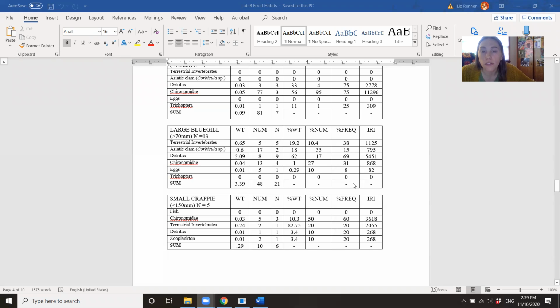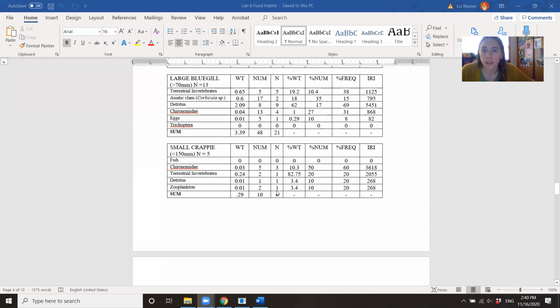We get all these values, and then we can go ahead and take 19.2% plus the percent num, which is 10.4%. Going to give us 29.6%, right? And then times the frequency, 38%, so 29 times the 38% will give us 1,125, and so on. So we see here that detritus has the highest index of relative importance compared to the terrestrial invertebrates. All right, next going down to the small crappie.